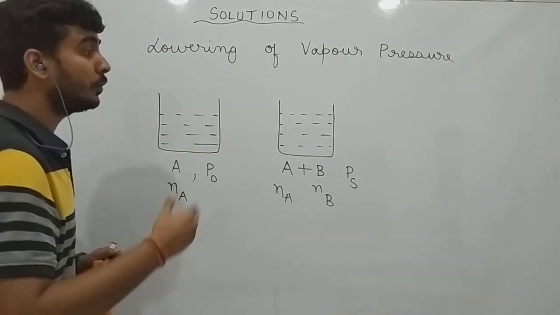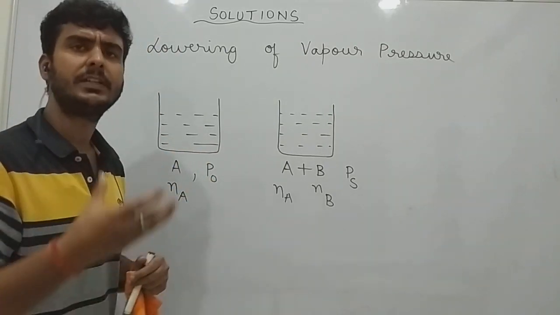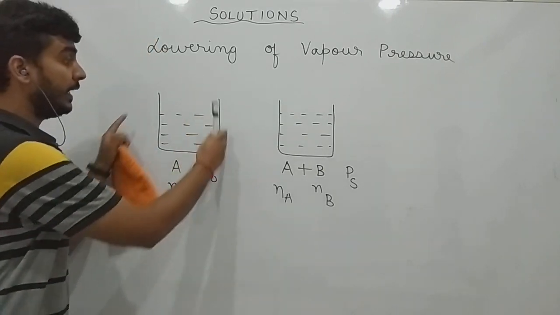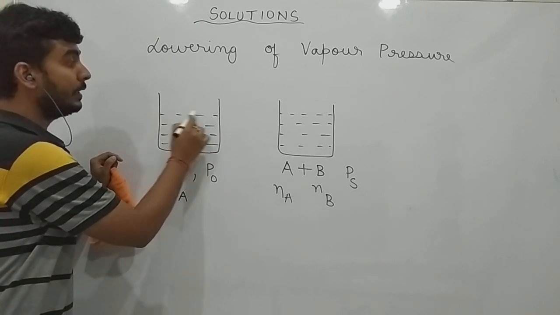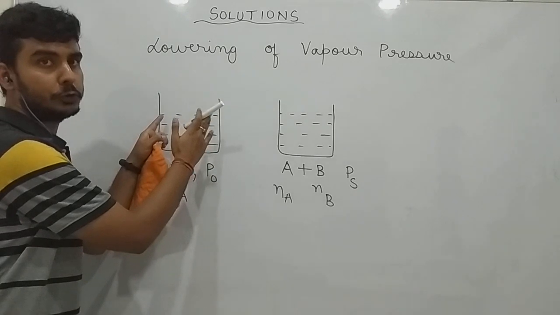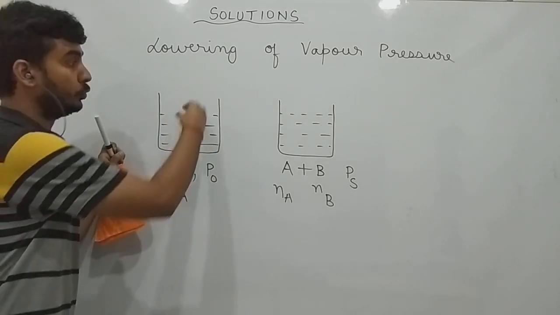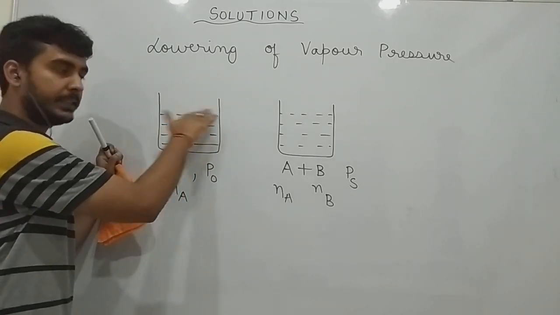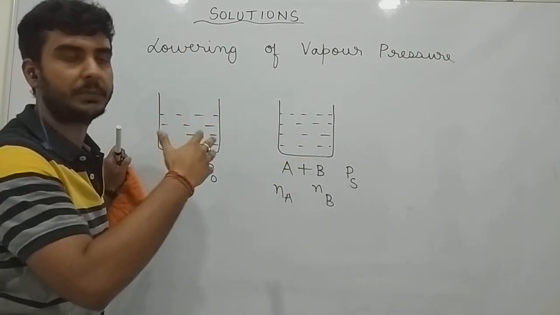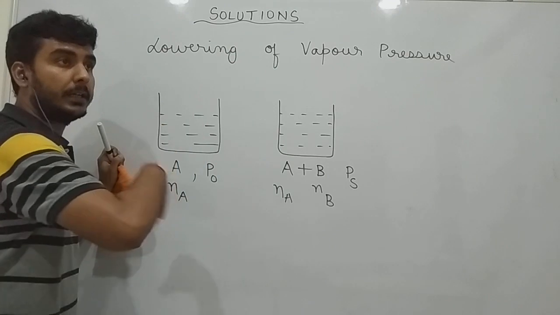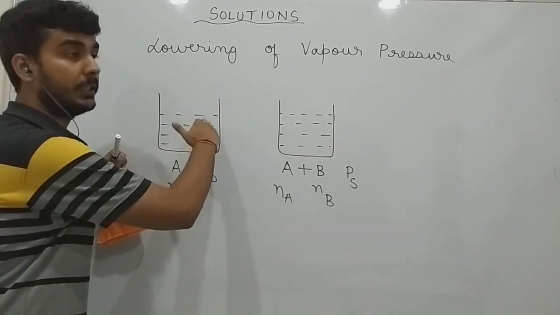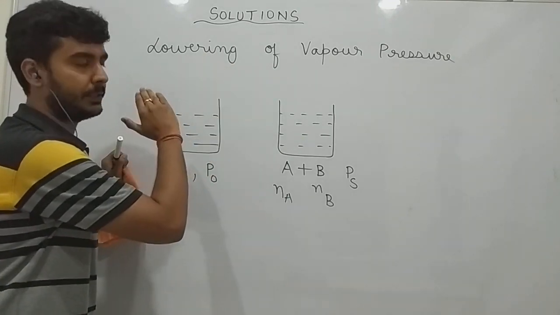So first of all, let us understand why the vapor pressure will reduce. What is the reason behind this reduction in vapor pressure? When A was present alone, all the molecules lying on the surface of this container were the molecules of A only, because A is present alone. So these molecules of A present on the surface will absorb heat energy from the surrounding and will escape into the gaseous state easily. So that is the reason for the vapor pressure.